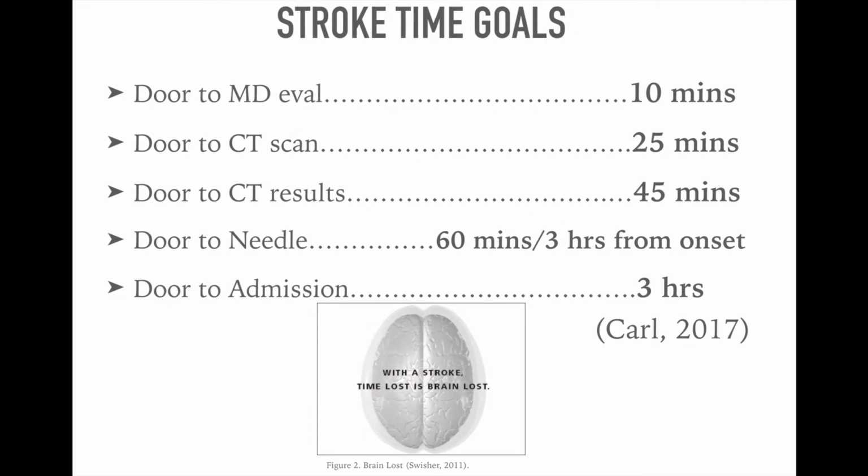Using the ACLS stroke algorithm, we have certain time frames that we use to meet for each stroke. As a department, these are the goals and help us deliver the best patient care. Door to MD eval is 10 minutes. Door to CT scan, 25 minutes. Door to CT results, 45 minutes. Door to needle, 60 minutes or 3 hours from the onset of symptoms. And door to admission, 3 hours.